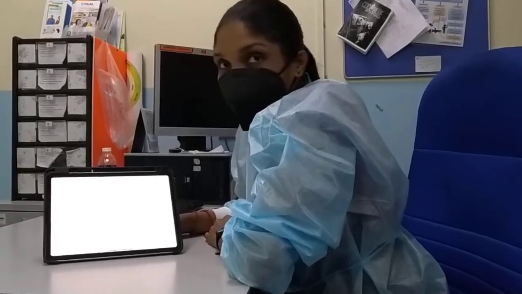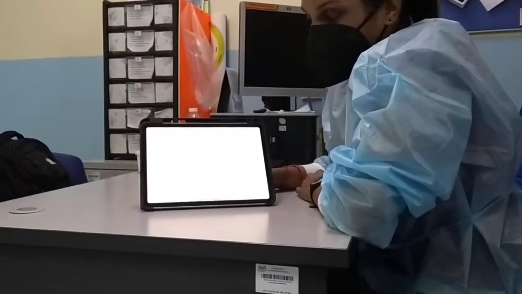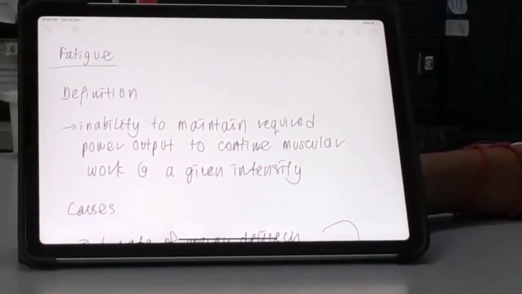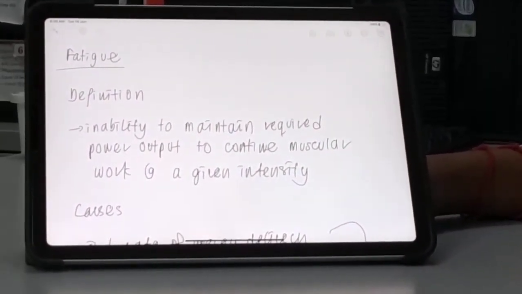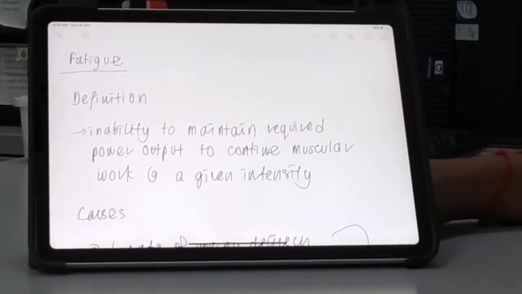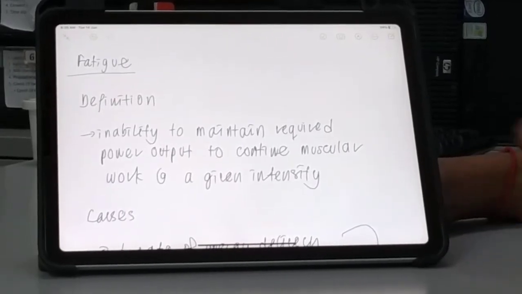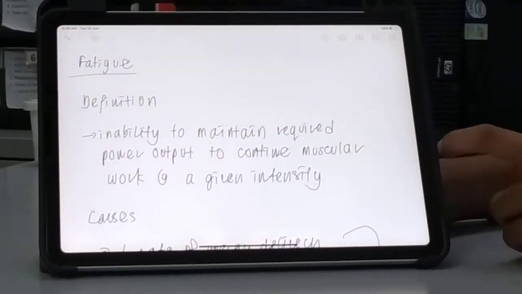Okay, good morning. Today I'm going to present on fatigue. So the definition-wise, fatigue is the inability to maintain required power output to continue the muscular work at a given intensity. So that is the definition. So what are the causes?